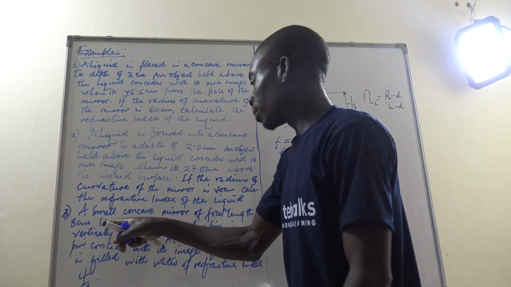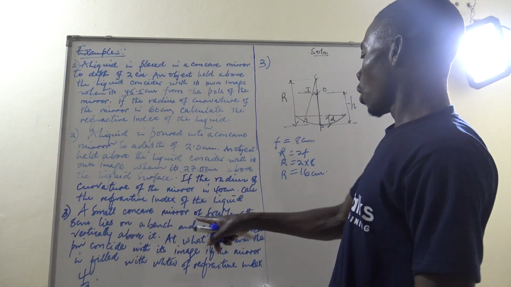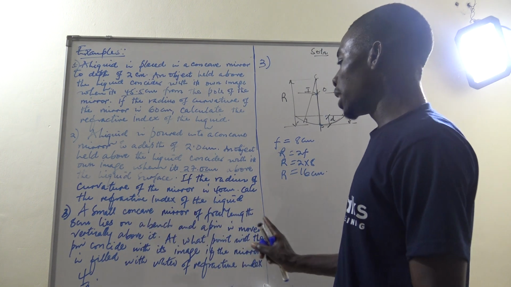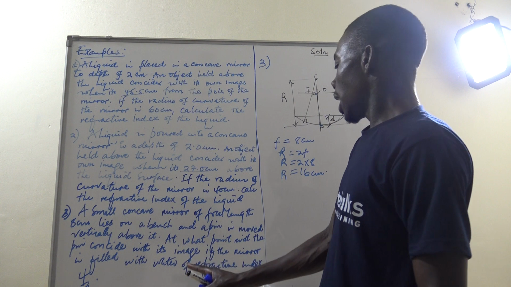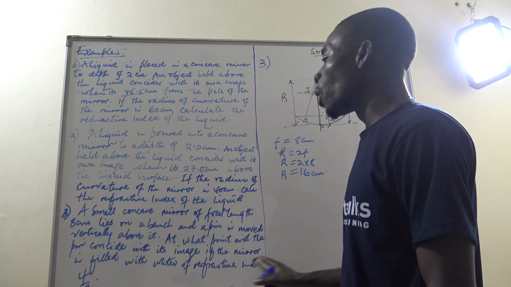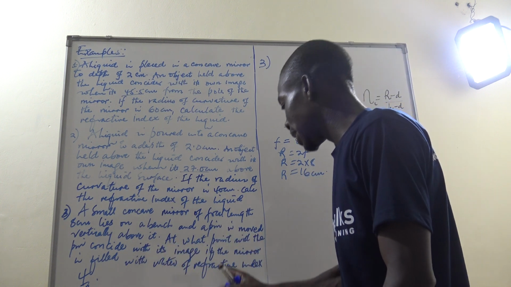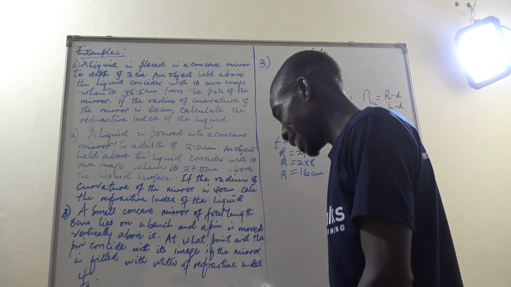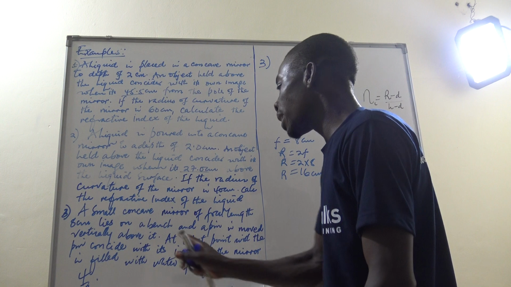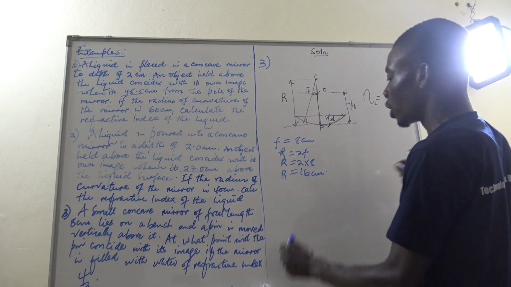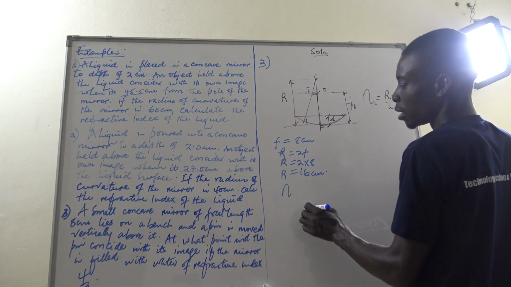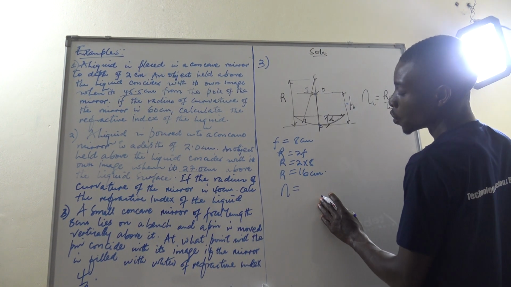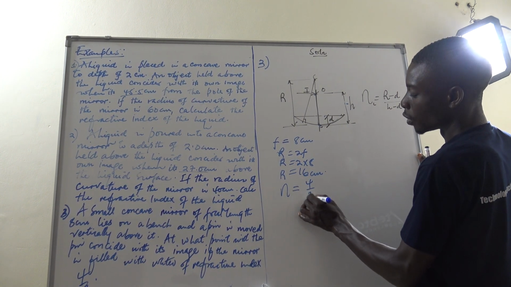R equaling to that. A smaller concave mirror of focal length that lies on a base. A pin is moved vertically above it. At what point will the pin coincide with its image? If the mirror is filled with water of refractive index of 4 out of 3.